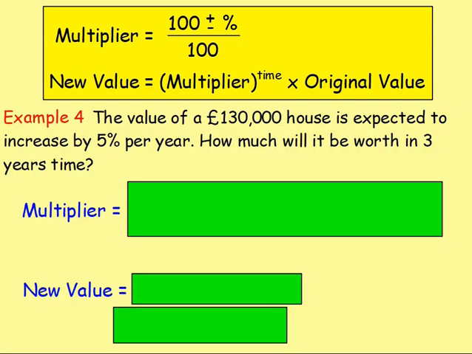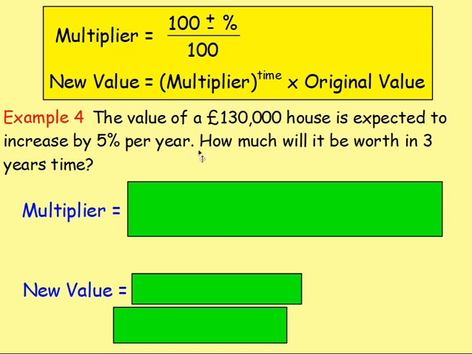Example 4. Examples 1 to 3 were in the previous lesson on multipliers. So this is the fourth example using multipliers. The value of a £130,000 house is expected to increase by 5% per year. How much will it be worth in 3 years' time? So again, we're wanting to work out a value in the future, so we can use multipliers for that.